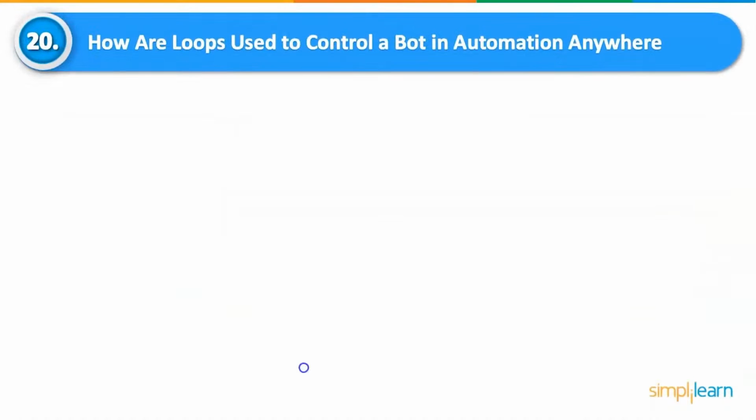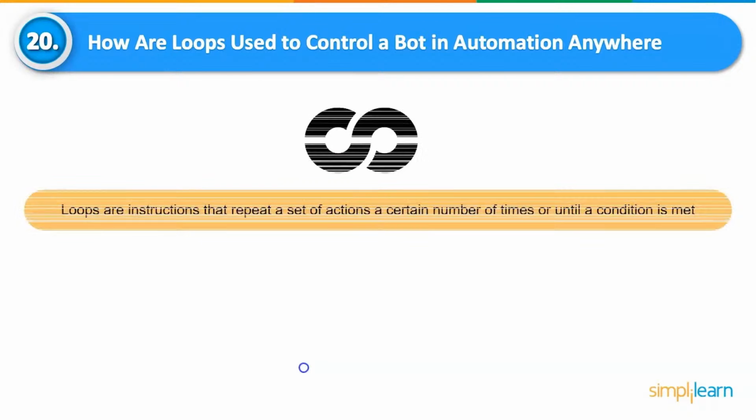How are loops used to control a bot in Automation Anywhere? Loops are one of the most powerful bot building constructions. Loops are the instructions that repeat a set of actions a certain number of times or until a condition is met.